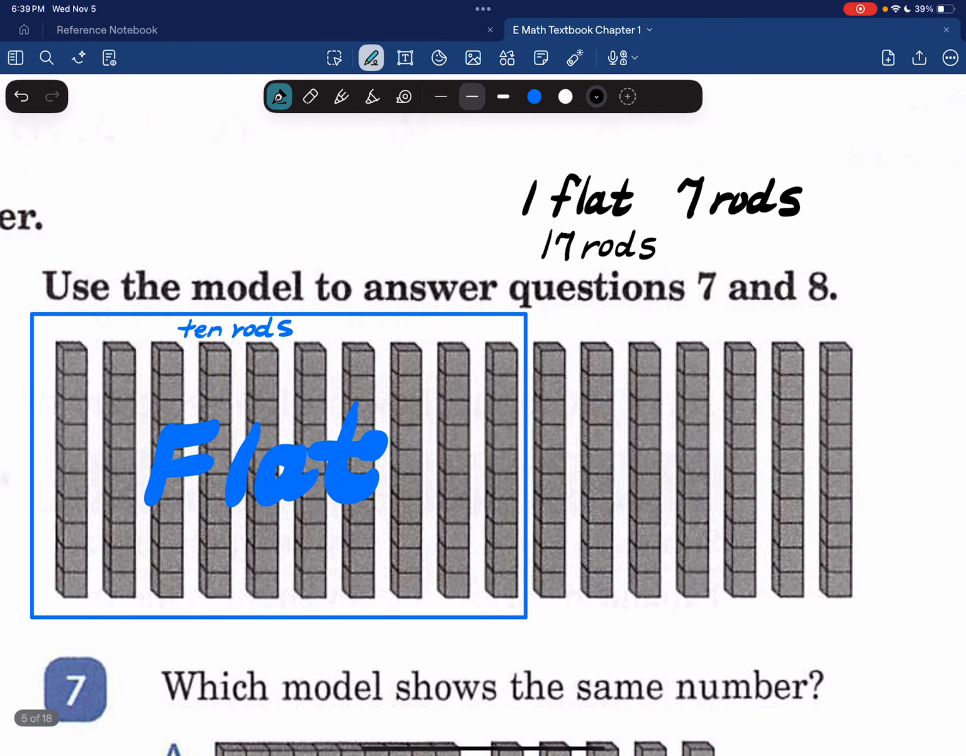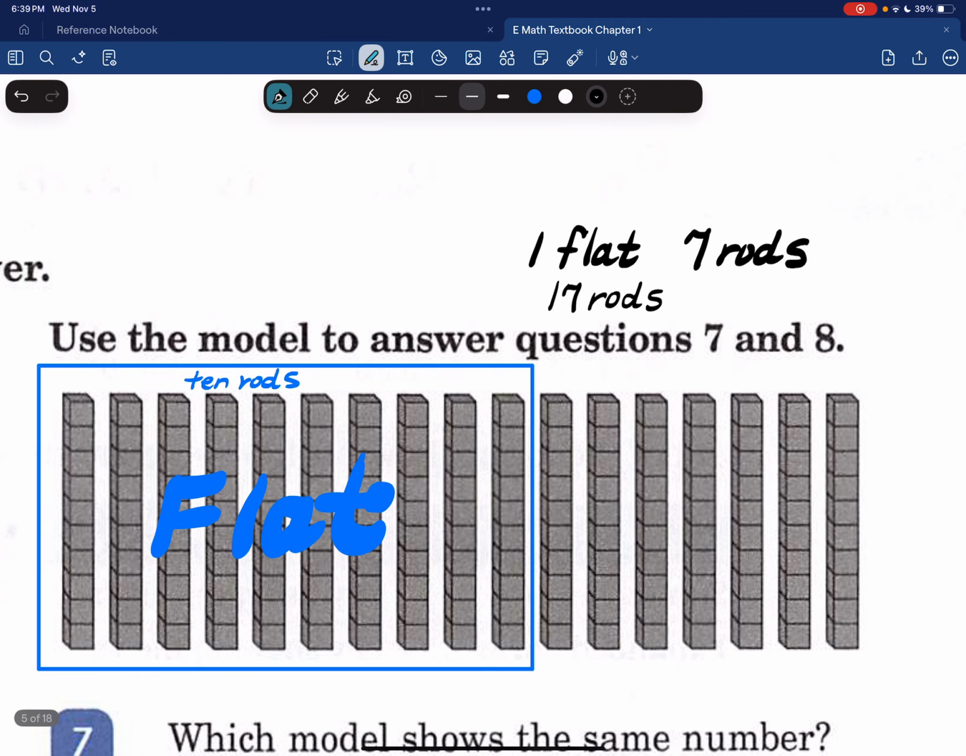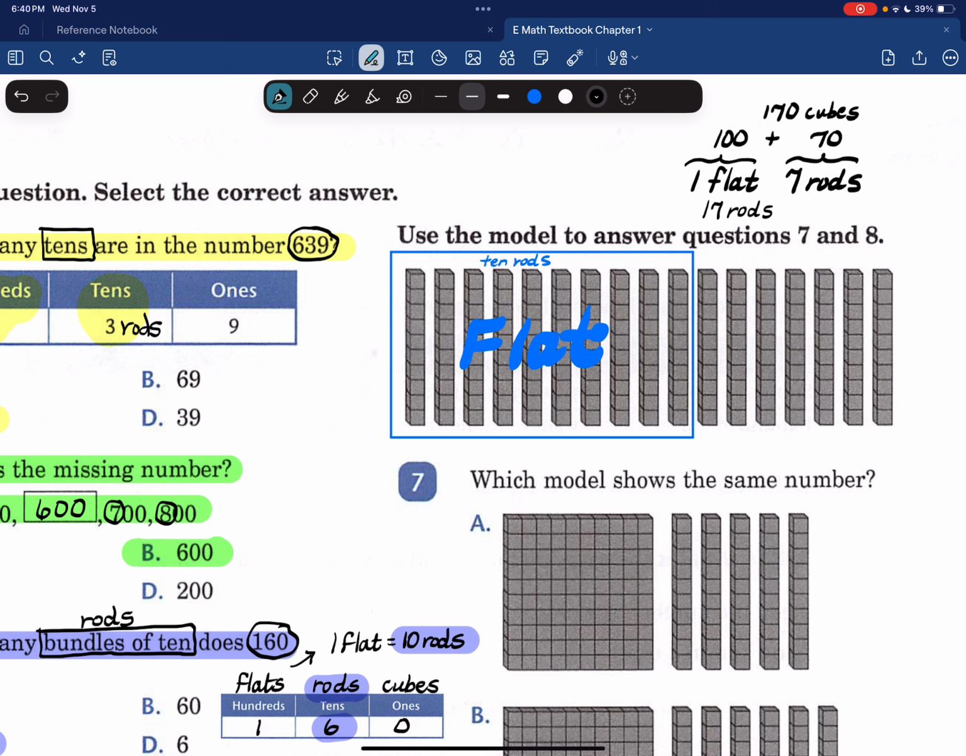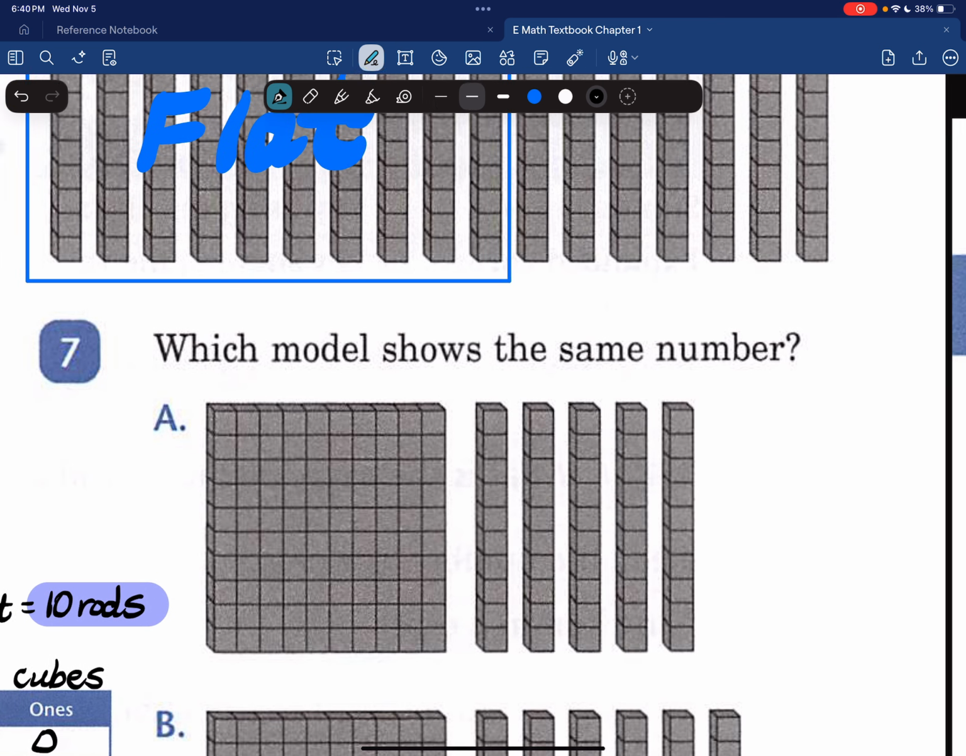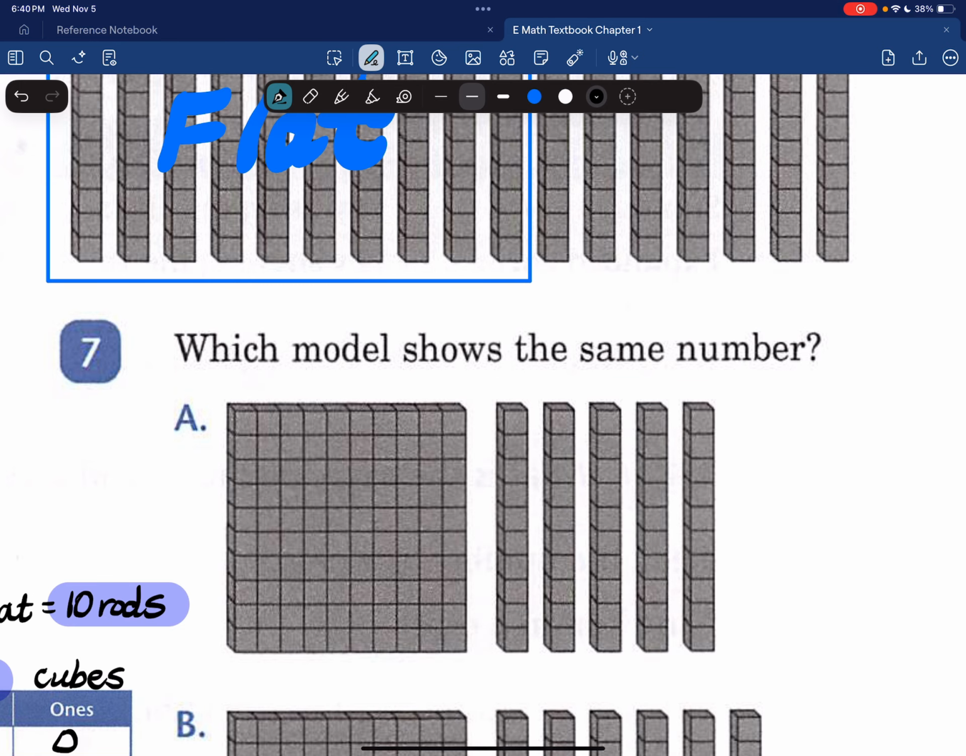So let's go ahead and take it one step further. If this flat has 100 cubes and these rods have 70, because they're 7 times 10, that would be 170 cubes in this picture. All right, let's look at our questions. Which model shows the same number? Well, we know that we have 1 flat and 7 rods.